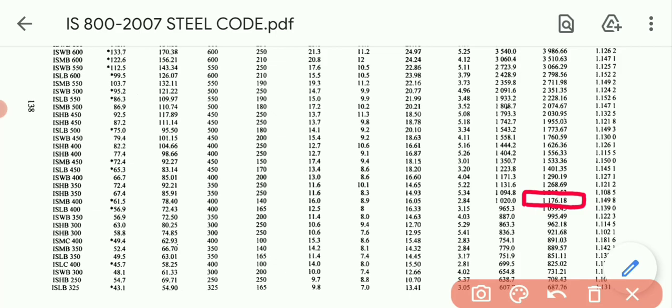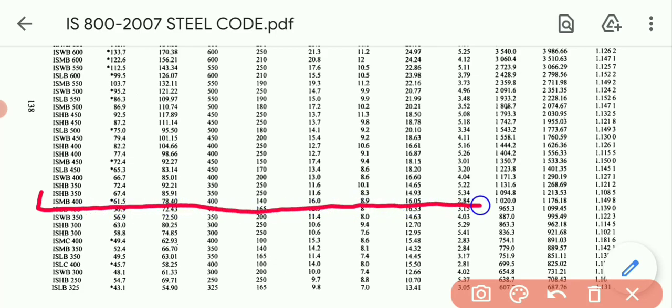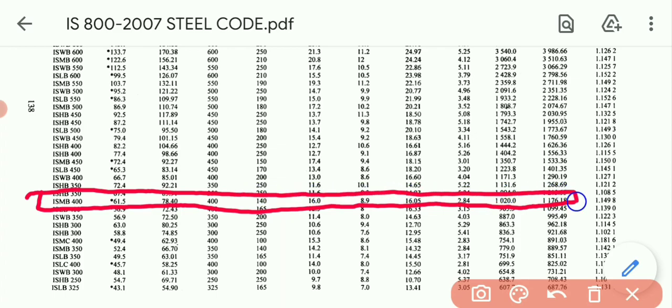Let me draw a line. See this one, so this is ISMB 400. These are its properties, and we can take all the property values from this: area, depth, then BF, TF, TW, etc. We can take all these values from IS 800.